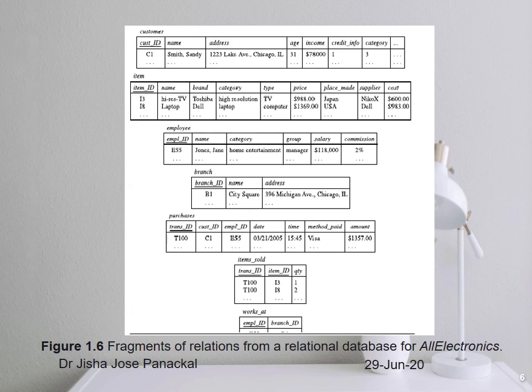Next one is item. Item is also described with various attributes such as item ID, name, branch, category, etc. Then employee and branch. Then we have some relationship tables such as purchases, items sold and works at. All together we call this a relational database. So this is an example of a relational database, and this database can be used for analytical purposes.